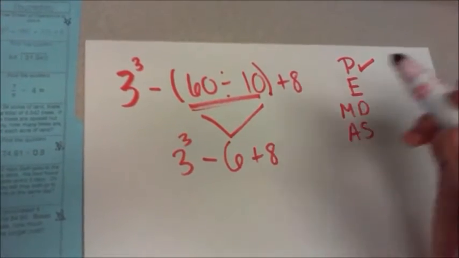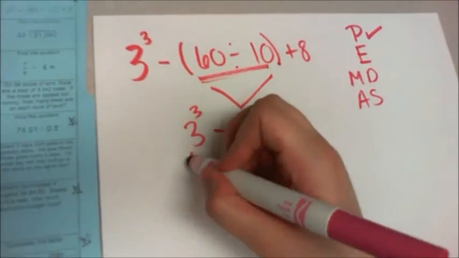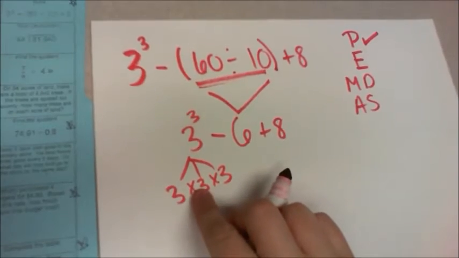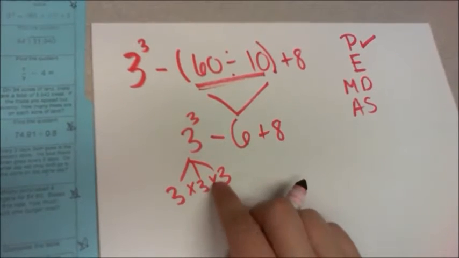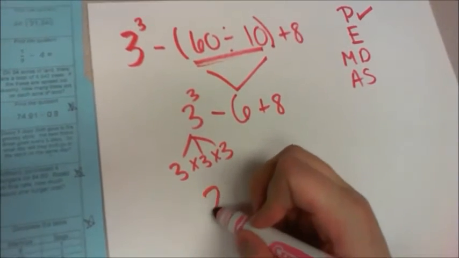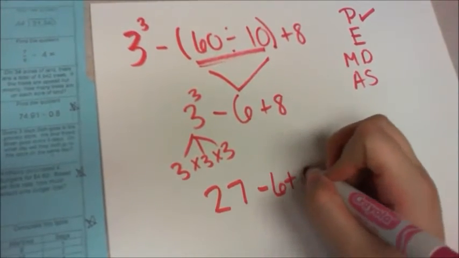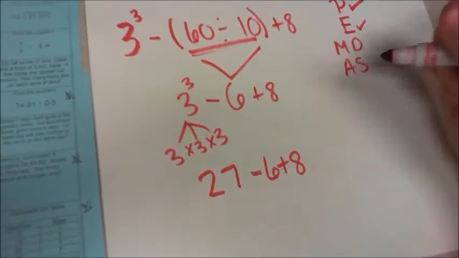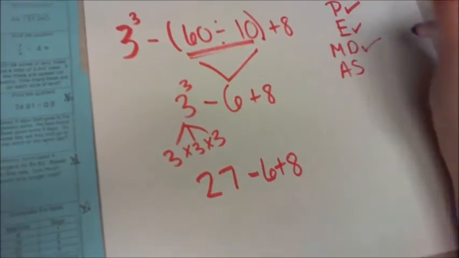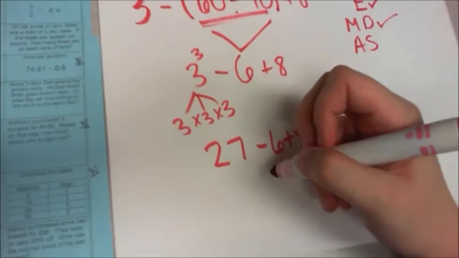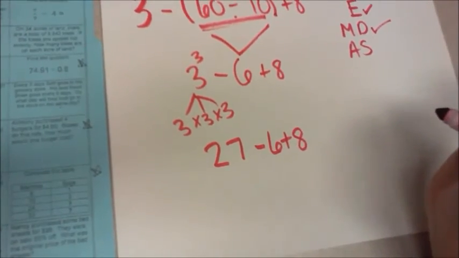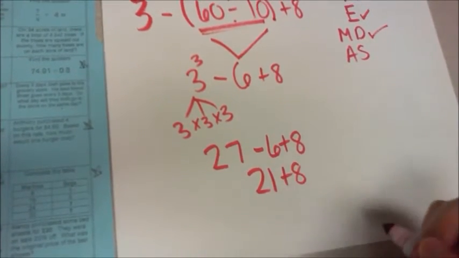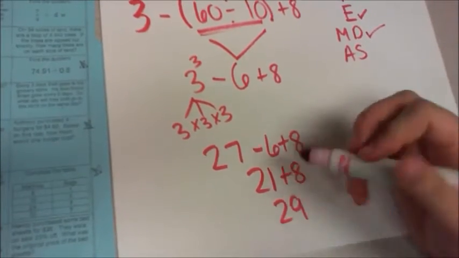Done with parentheses, on to exponents. 3 cubed. So 3 times 3 times 3. 3 times 3 is 9. 9 times 3 is 27. Bring the rest down. We're done with exponents. We're on the multiply divide step. There is no multiply divide, so we're done with that. We're at add and subtract. First thing up is 27 minus 6, which is 21. Bring down the plus 8. 21 plus 8 is 29.